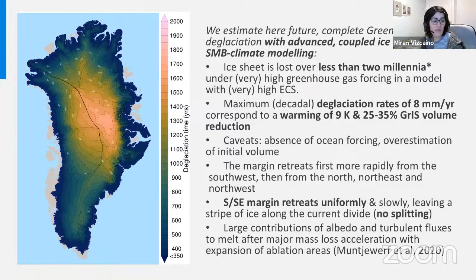And we see a retreat that is faster in the southwest margin than it is for other margins. The northern basin also retreats relatively fast, and these two basins are somehow slower. The very, very slow one is, of course, this one that is retreating in a way that doesn't make the ice sheet split in two parts, as we have seen for other studies.